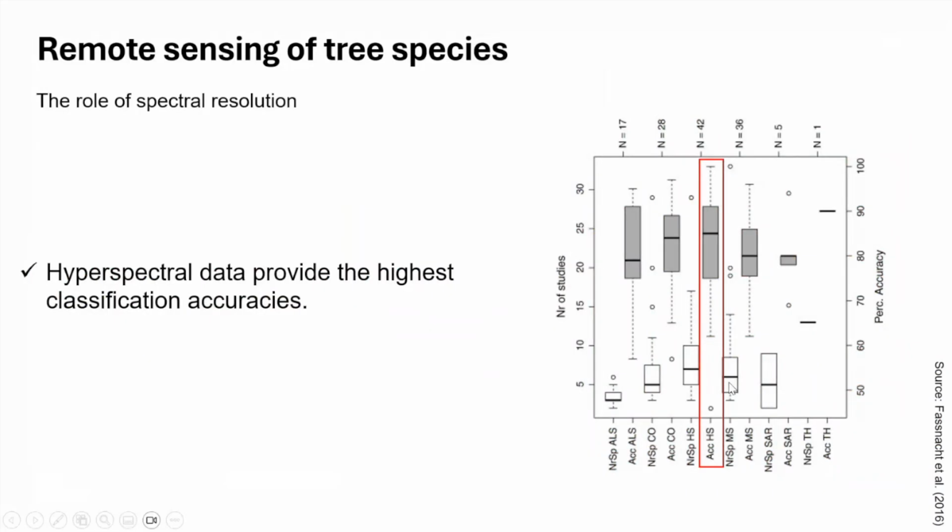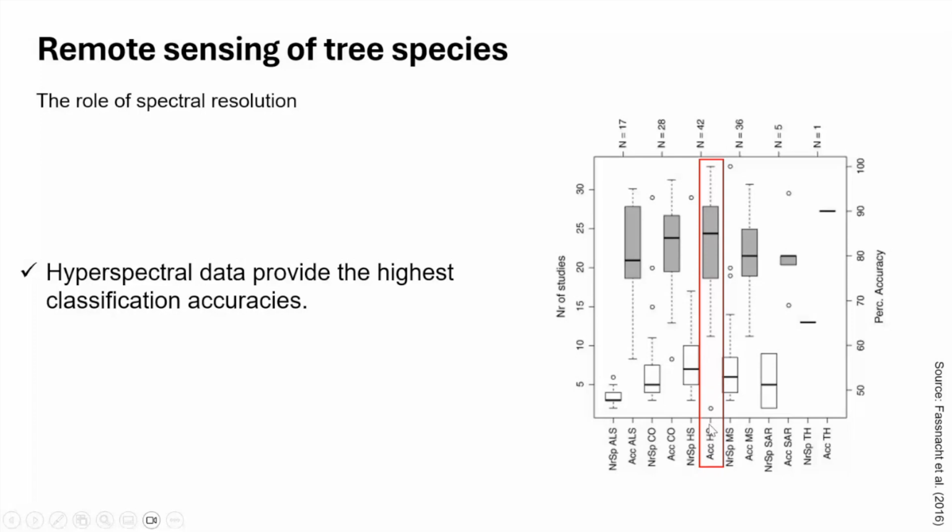For this reason, you have a higher classification accuracy when you use hyperspectral data to discriminate among tree species. In this seminal paper of Fabian Fassnacht, who compared it, and it was a very nice review on tree species classification from remotely sensed data, we can see that hyperspectral sensors usually have higher classification accuracies.